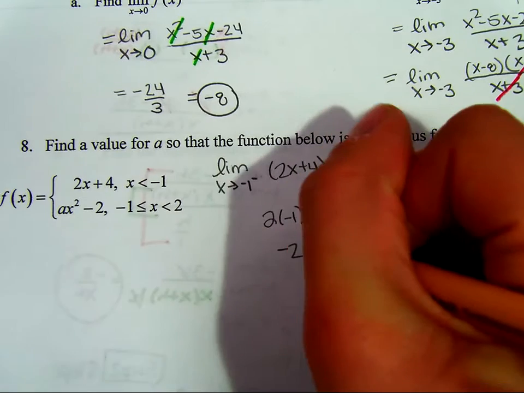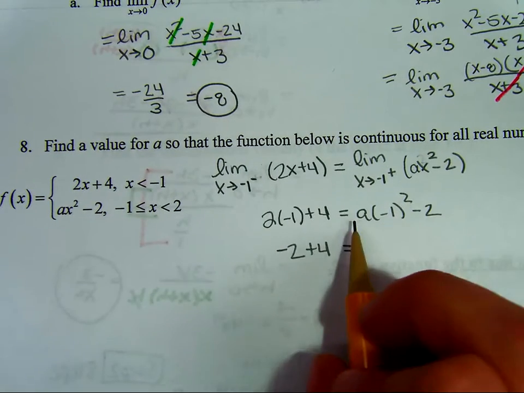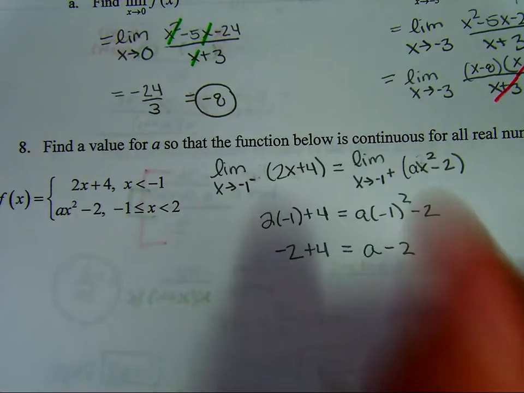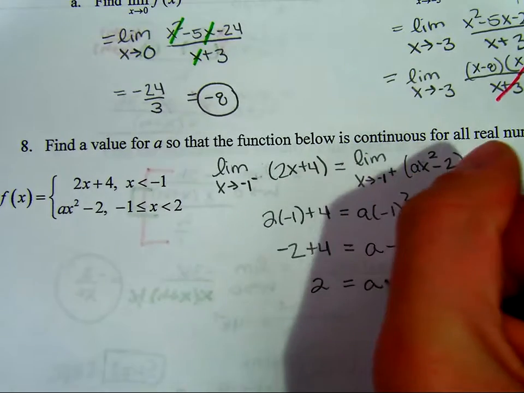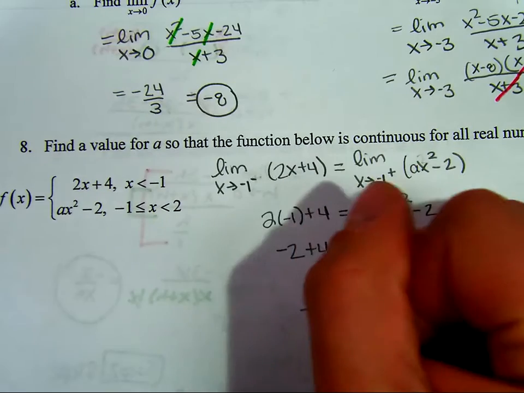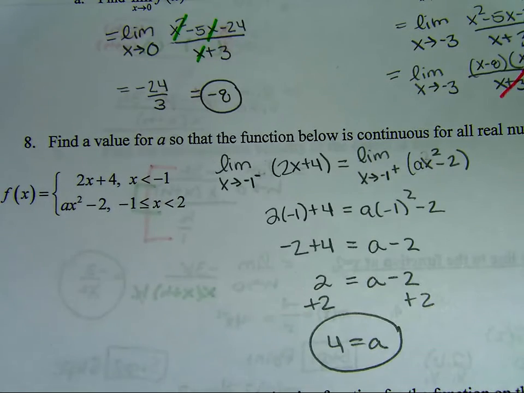So we're going to get -2 plus 4 over here. -1 squared is 1, so a times 1 is just a, minus 2. If we do some simplifying, we're going to get 2 equals a minus 2, and then we can add 2 to both sides, and you get 4 equals a. And that's your final answer.